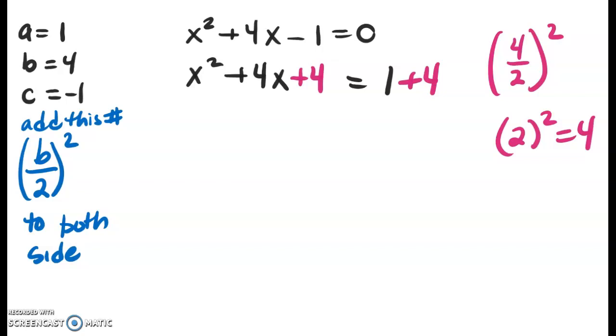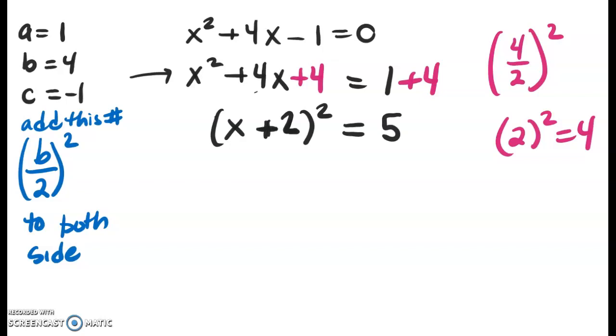What I've done by doing this is create a perfect square trinomial. A perfect square trinomial factors into the square root of x squared and the square root of this 4 here. The square root of 4 is 2, and the square root of x squared is x. If I were to FOIL this out, I would get back to this step. On the right side, 1 plus 4 is 5. And so you end up with the perfect square trinomial so that you can factor it.